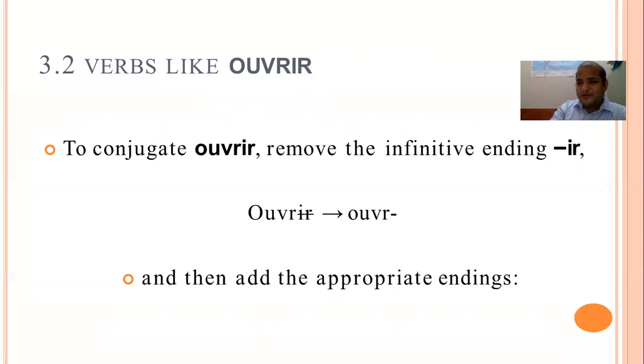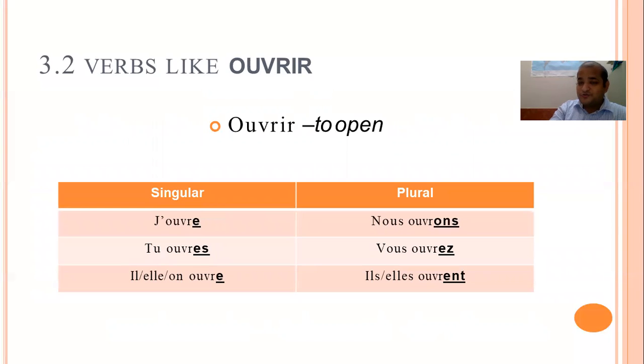And now we will add. So the conjugation will look like this. J'ouvre, tu ouvres, il, elle, on ouvre, nous ouvrons. Why nous ouvrons? Because there is a liaison between nous and ouvrons, which is pronounced as nous ouvrons. Vous ouvrez, ils ouvrent, elles ouvrent. J'ouvre, tu ouvres, il, elle ouvre, nous ouvrons, vous ouvrez, ils ouvrent, and elles ouvrent. So you can see here that it is following the rule of ER ending verbs.